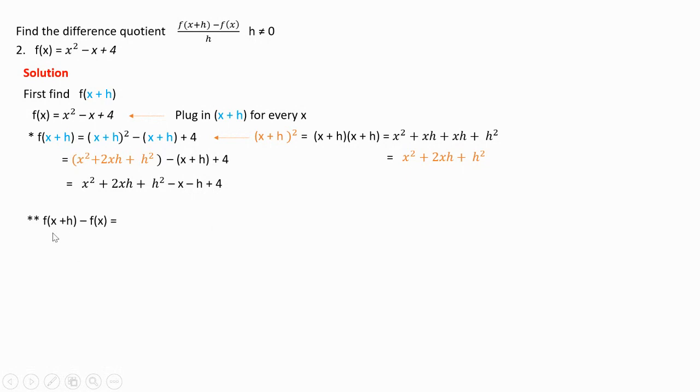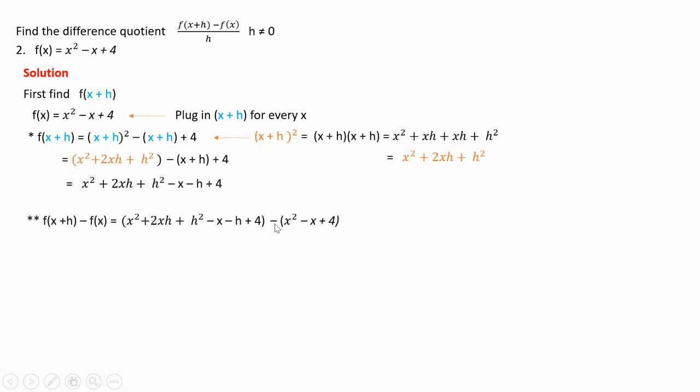Now I'm going to find f of x plus h minus f of x. So as I mentioned, what I just found, the x squared plus 2xh plus h squared minus x minus h plus 4 is my f of x plus h, right? Which is that part there, minus my f of x, right? My f of x is the original function.